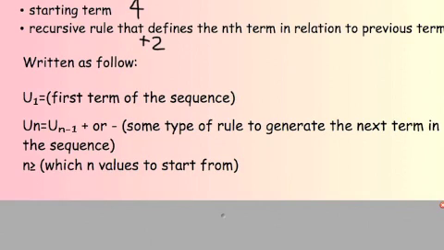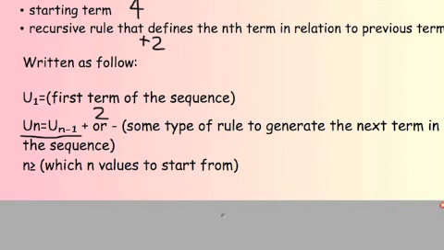For the recursive rule, instead of writing the word recursive rule every single time, we write it as Un is equal to Un minus 1 plus, in our case it would be a plus 2, or in some cases it will be a minus. So that is the rule to generate the next term. So for our purpose, we're going to write U1 plus 2. And n is the number of terms, okay? When n is equal to 2, that means that we're looking for the second term. When n is equal to 3, that means that we're looking for the third term, okay?